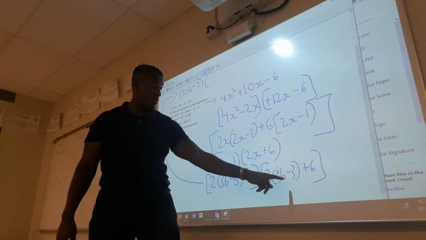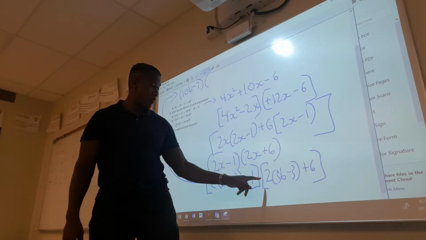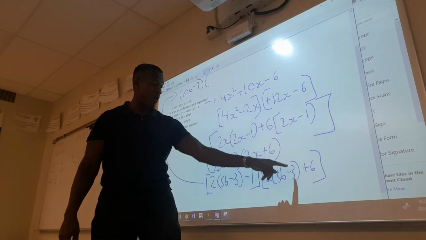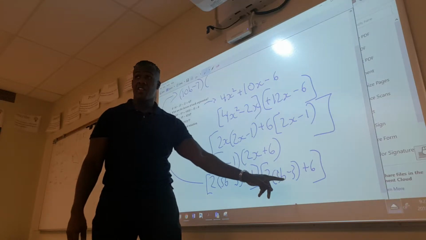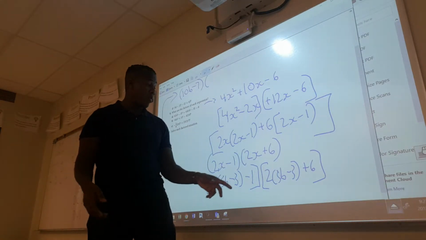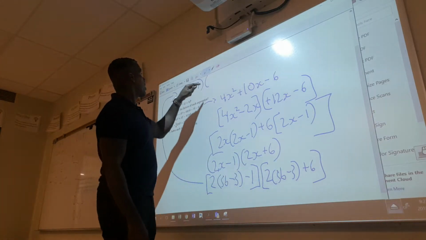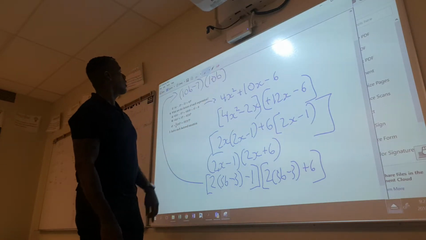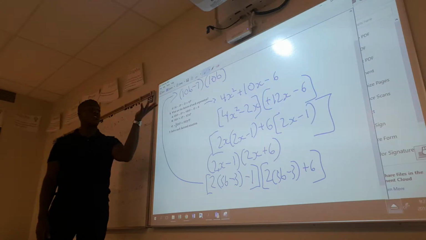Oh, well, sorry, 2 times 3 is 6. You're right. Never mind, it's all good. It's the distributive property. So minus 6 plus 6 makes it 0. So all I have on the other side is 10b. And that's it. That's the factored form of it.